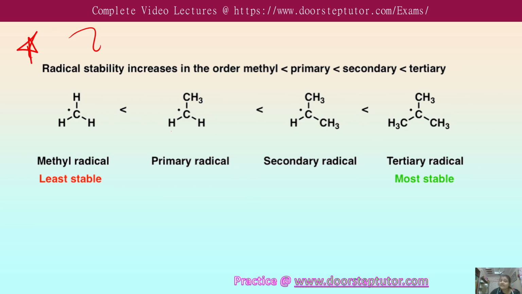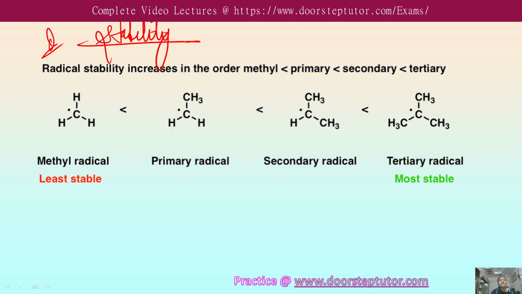Now radical stability. If we are talking about the stability of radicals, that is the most important topic in free radical chemistry, because sometimes questions will come in which you have to consider the stability part. So how are you going to check the stability? We have a methyl radical, a primary radical like this, a secondary radical, and a tertiary radical.